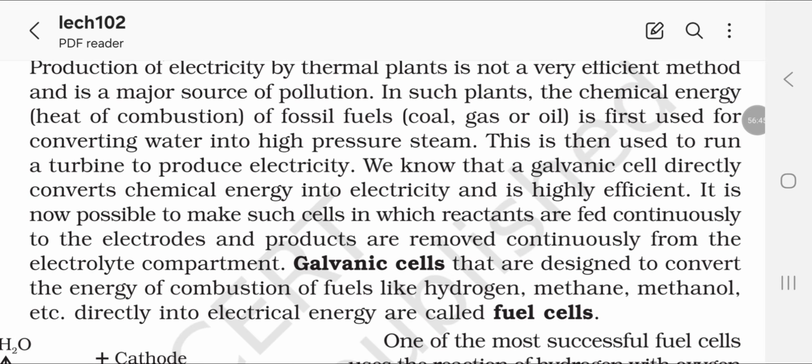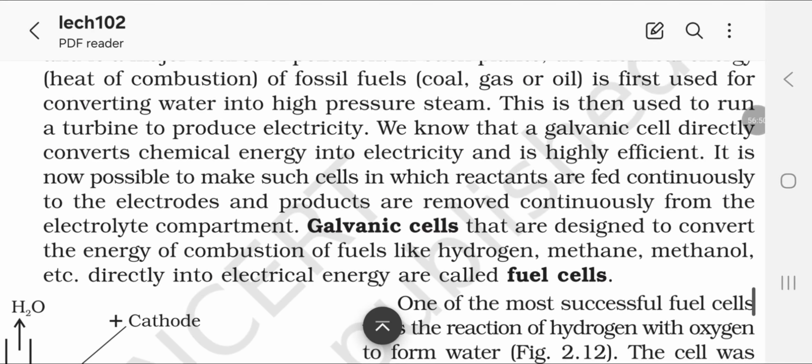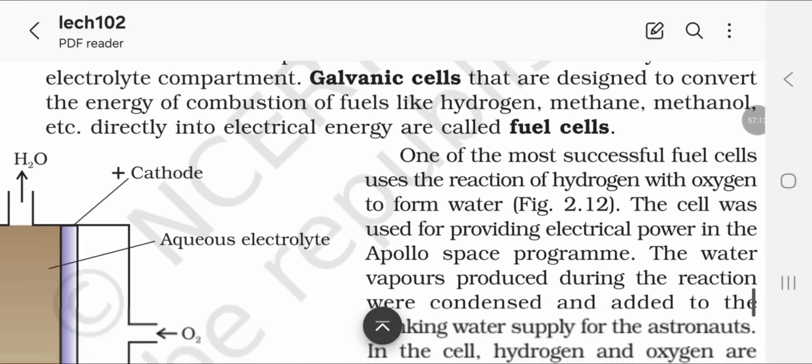We know that a galvanic cell directly converts chemical energy into electrical energy and is highly efficient. It is now possible to make such cells in which reactants are fed continuously to the electrodes and products are removed continuously from the electrolyte compartment. Galvanic cells that are designed to convert the energy of combustion of fuels like hydrogen, methane, methanol, etc. directly into electrical energy are called fuel cells.